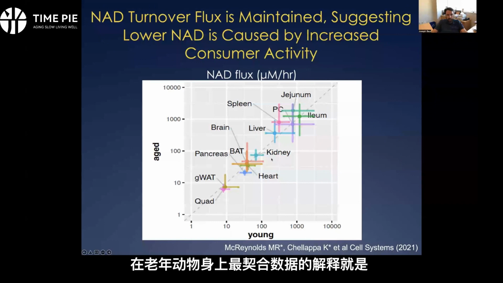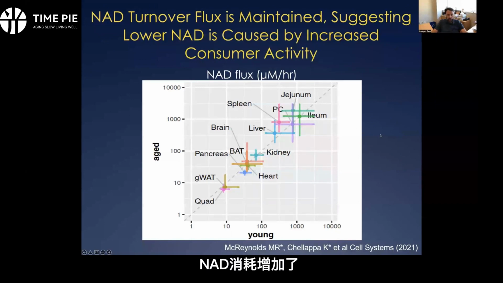It really seems to be that in the aged animals, the model that best fits the data is that consumer activity is increased, and that results in the pool size falling to a point where it balances out consumer activity with synthesis, and you can sort of restore homeostasis.